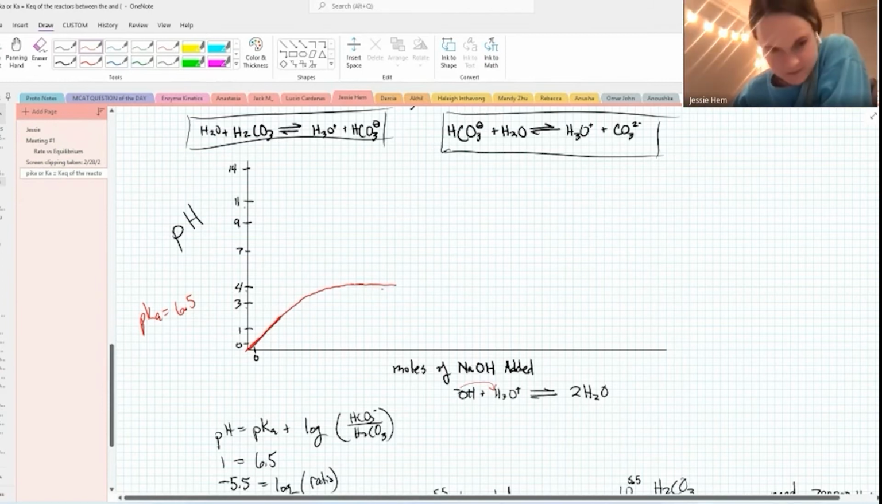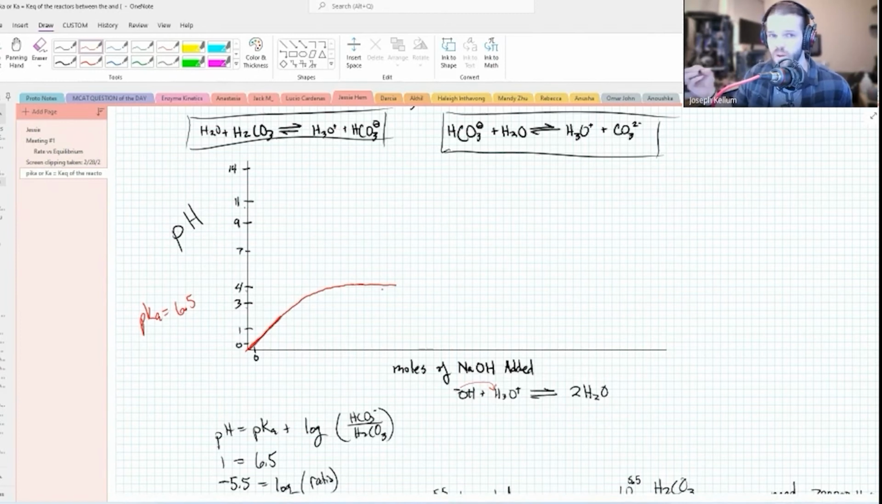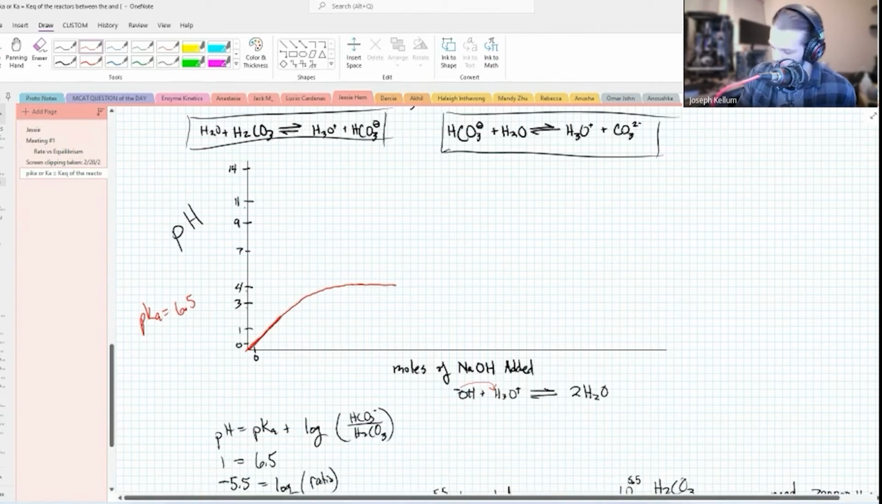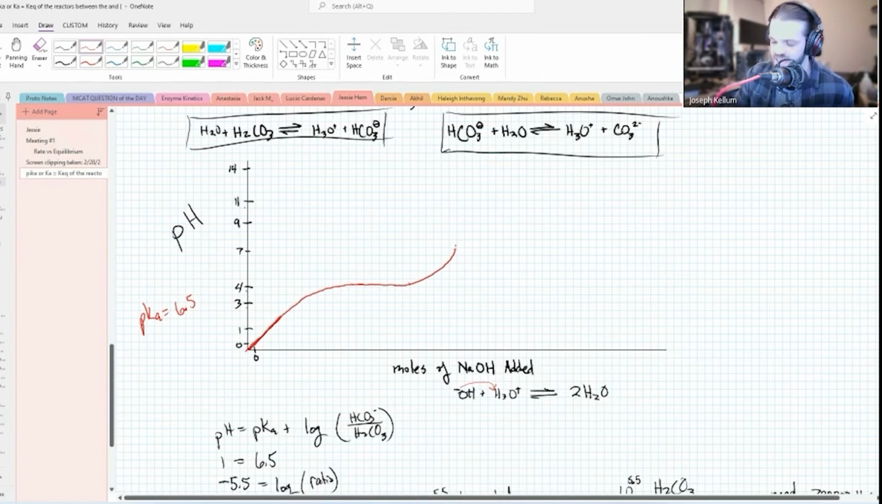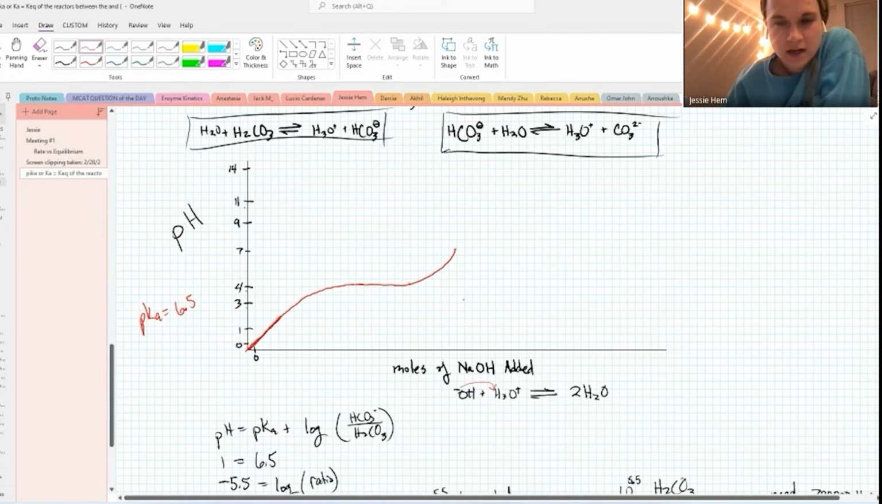Eventually we deplete the acid. As we add more and more NaOH, eventually we run out of H2CO3, and so our pH will start to creep back up again. Our slope will start to slowly increase again as we get further from that pKa. If this were just a monoprotic acid, like HCl or something other than H2CO3, then it would just go up like that and we'd be done. But since we have a diprotic acid, there's more.